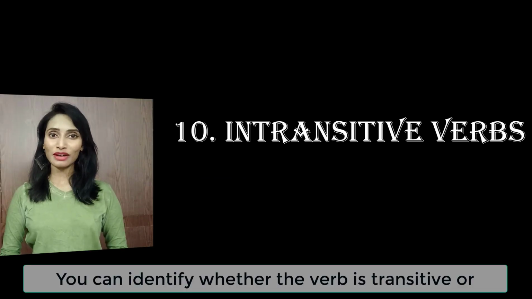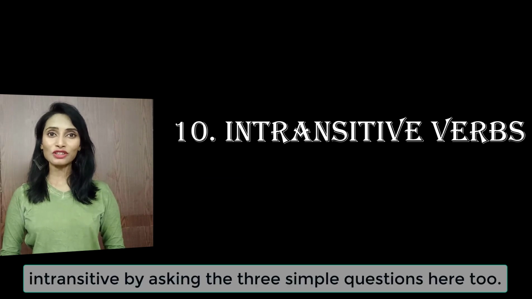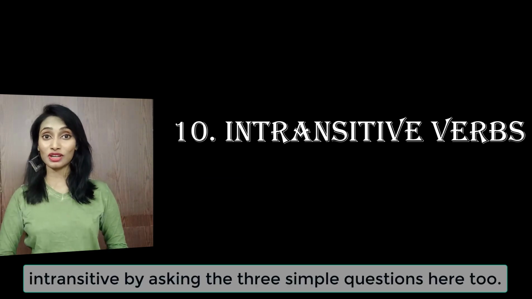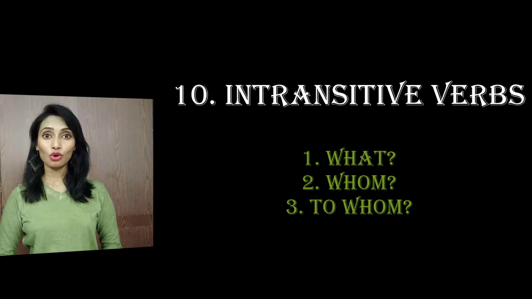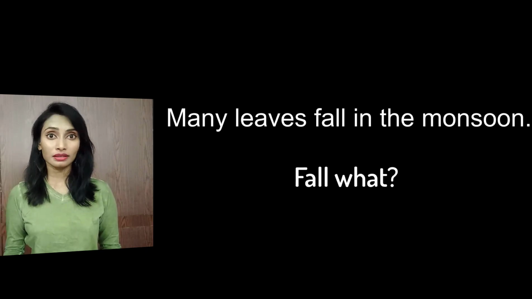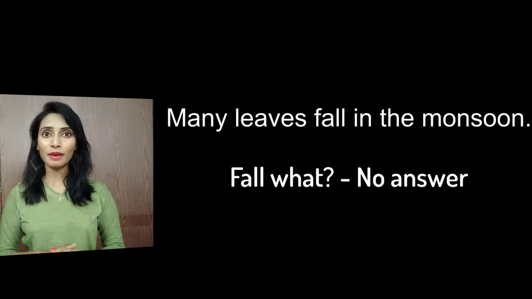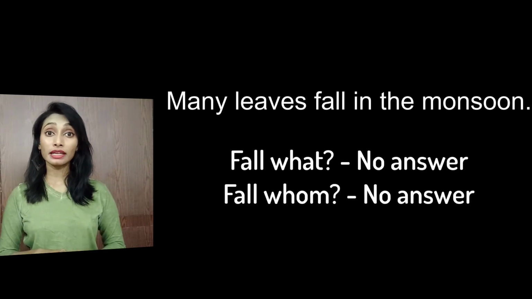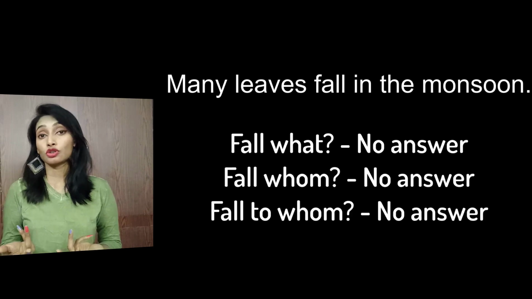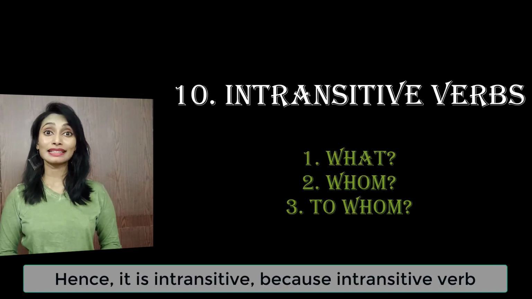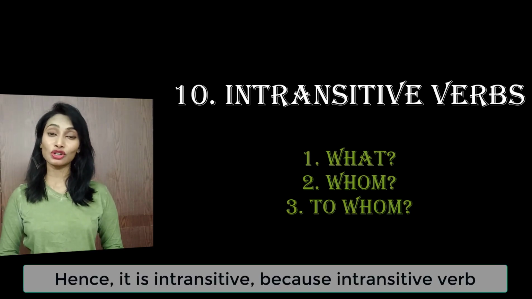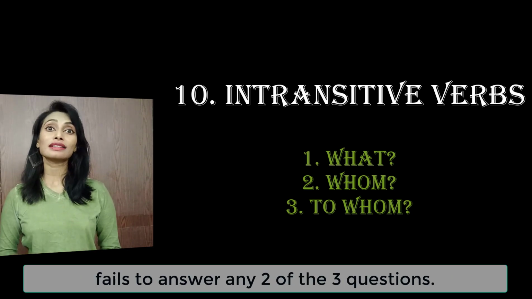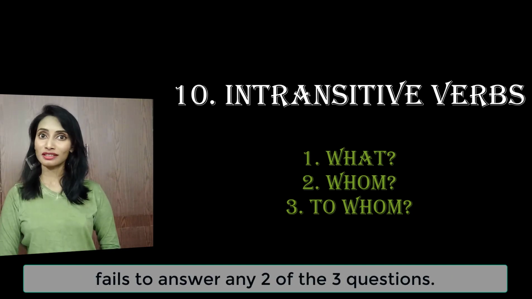You can identify whether the verb is transitive or intransitive by asking the 3 simple questions here too. What, whom, and to whom. Many leaves fall in the monsoon. Many leaves fall what? No answer. Many leaves fall whom? No answer. Many leaves fall to whom? There is no answer. Hence, it is intransitive because intransitive verb fails to answer any 2 of the 3 questions.